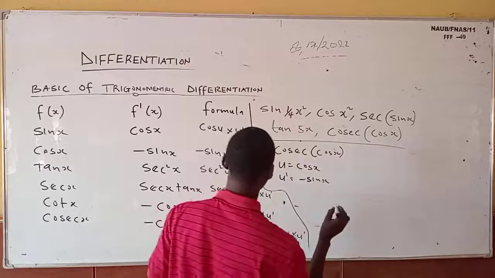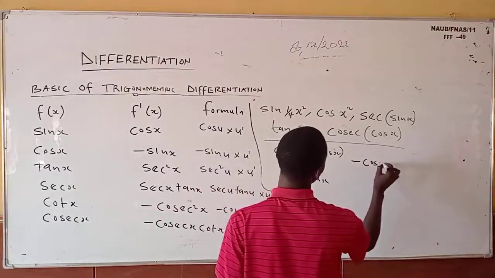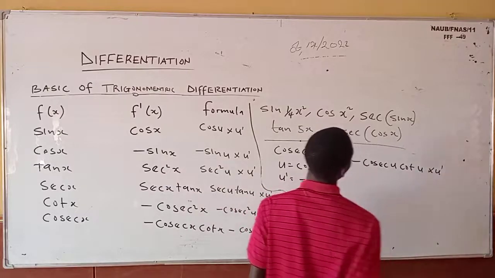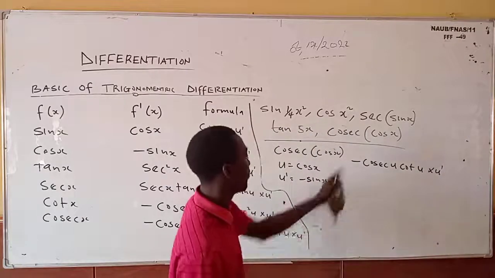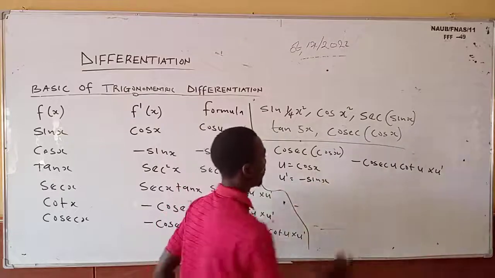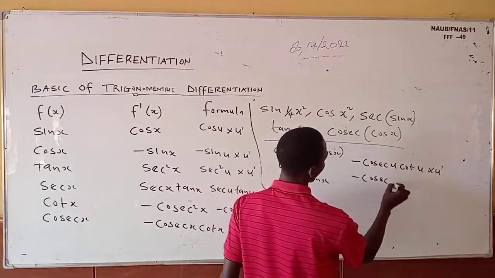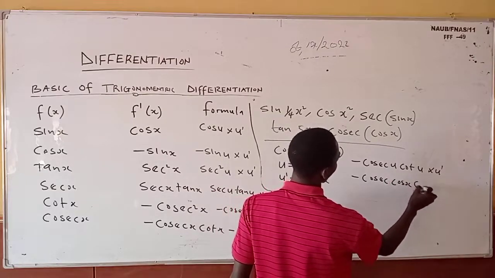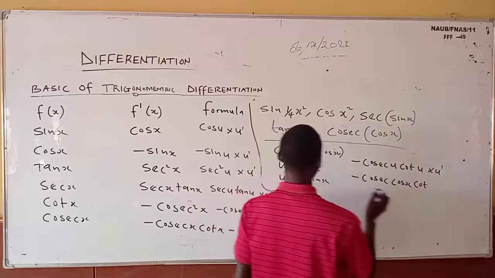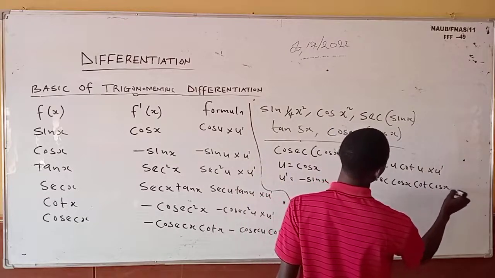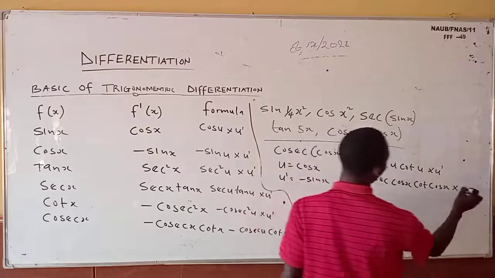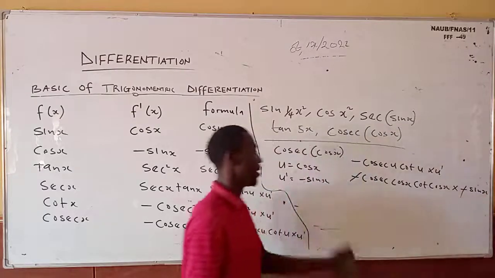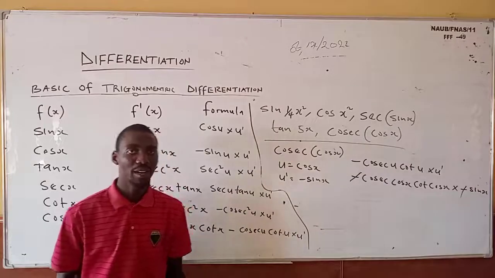I'm going to write everything out: minus cosec u cot u times u prime. So let's place our u now. What is our u? Cos s. So my answer is minus cosec u, where u is cos s, cot u, where u is again cos s, times u prime, which is minus sine s. So this minus will just cancel this minus. So that will be my final answer.